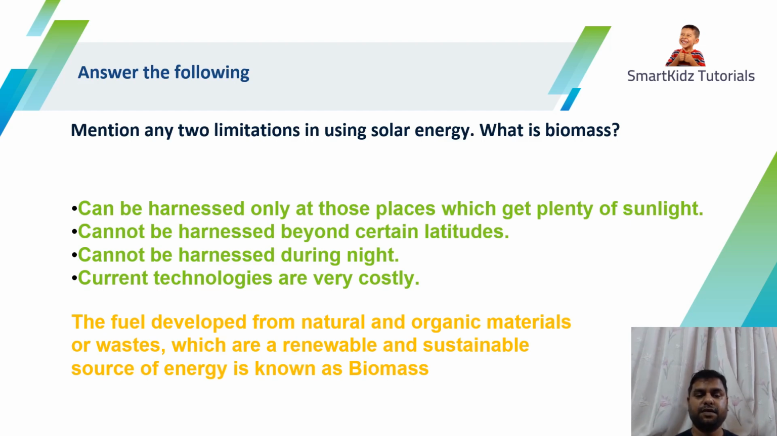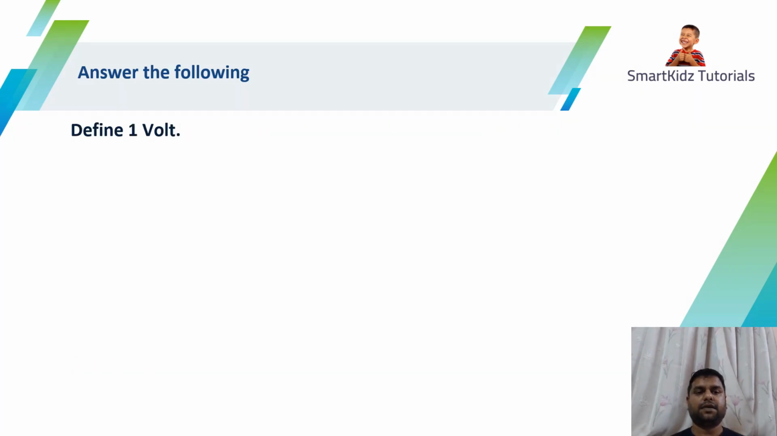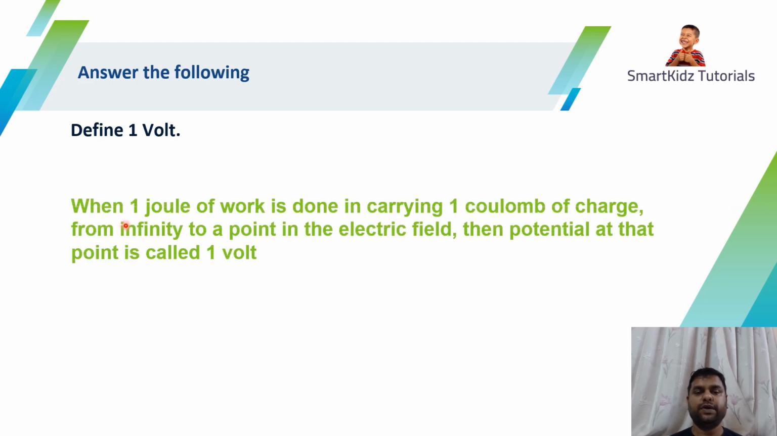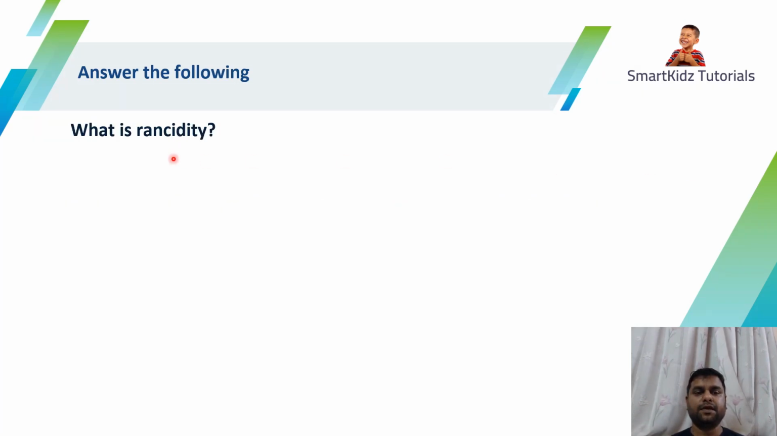Next, define 1 volt. Answer is when 1 joule of work is done in carrying 1 coulomb of charge from infinity to a point in the electric field, then potential at that point is called 1 volt. Next, and this would be the last question.